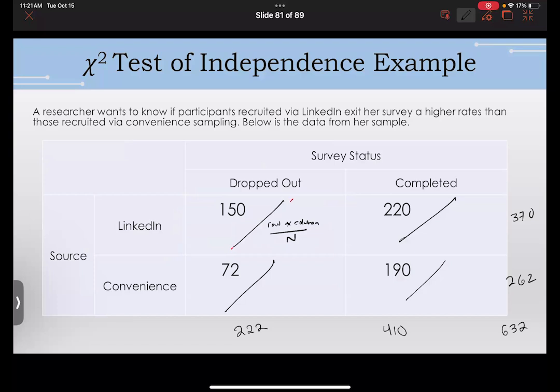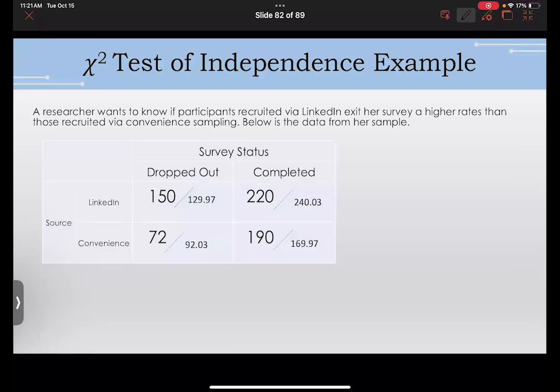Because you're, well, I don't have as many people that dropped out as completed, but here you can kind of tell, right? Why? Because of what the expected represents, right? The expected, the thing on the bottom, is what we should get if they weren't related. So we can see, well, how close are we to that? How close are we to that?